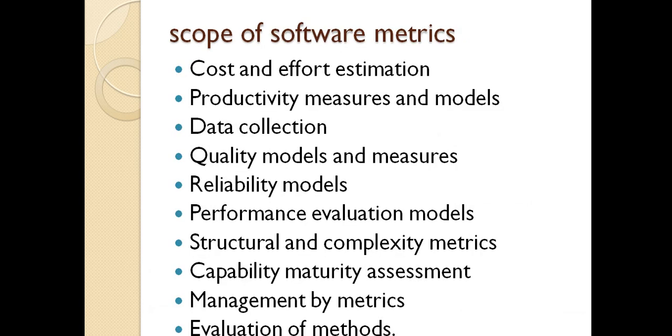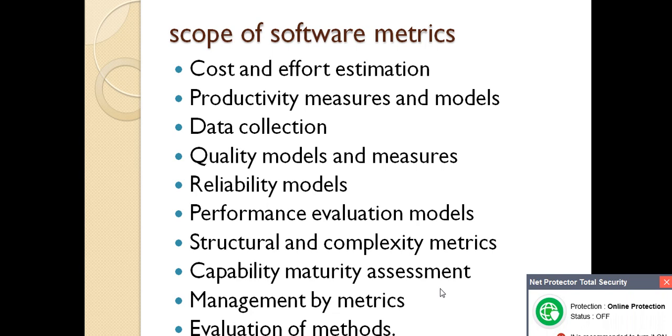So software metrics are basically used in cost and effort estimation, productivity measures and models, and data collection. Data collection is a very important part of software metrics, because we need to carefully collect the data and store it in a database. If we implement any wrong step, then we cannot get the expected output as per the given input. So data collection is one of the very important aspects of software metrics. We need to carefully handle the database at the time of developing the software product.